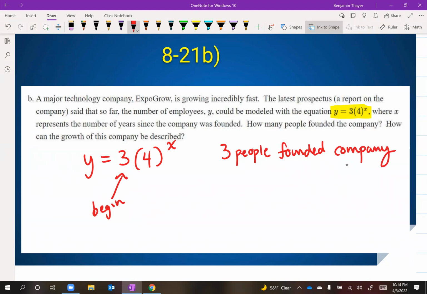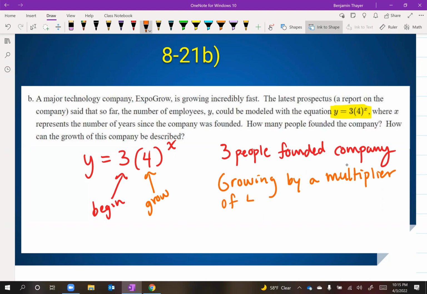How is this company growing? Well, look no further than our multiplier right here. This is how we are growing. Sometimes you're growing, the number's bigger than 1. Sometimes you're decaying, like in the last example, if the number's between 0 and 1. But we're growing here, and that is times 4. So we are quadrupling every year. So we're going to write down, we're growing by a multiplier of 4 each year.